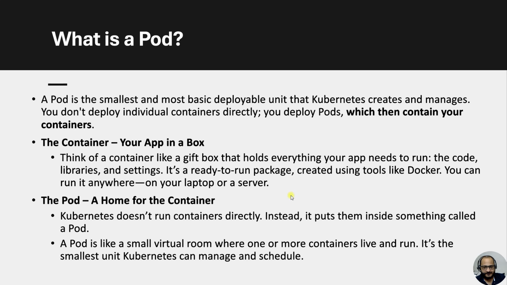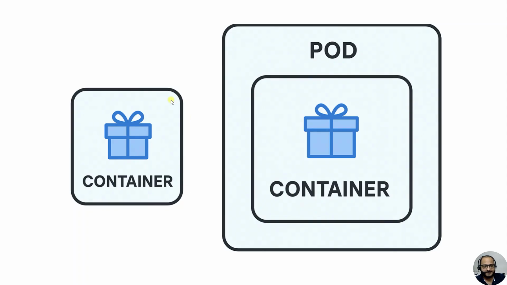So let's understand from one of the images. Suppose this is our application. This is the box where we have our application code, binaries, dependencies, libraries. Everything we have packed inside these containers. Now Kubernetes cannot run these containers directly. To run these containers, Kubernetes uses a pod. So you can see this particular box is a pod, and inside the pod you have the containers.